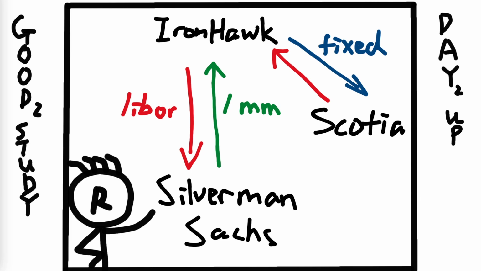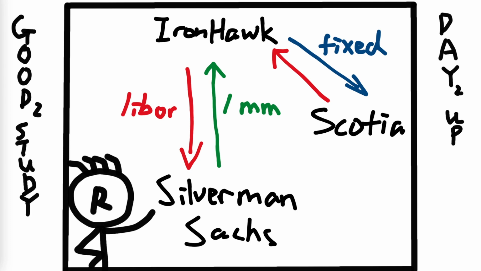So how does Scotiabank figure out what fixed rate IronHawk should pay in order to receive Libor? The traders will punch in a bunch of numbers such as the $1 million notional and the exact same term structures that match the loan between IronHawk and Silverman Sachs into their super fancy swap pricing tool. At the end, the tool will spit out a number, which is the exact fixed rate that IronHawk needs to pay in order to receive Libor.